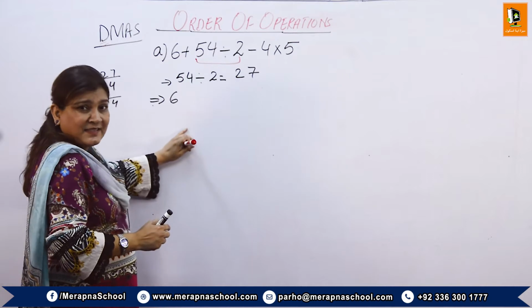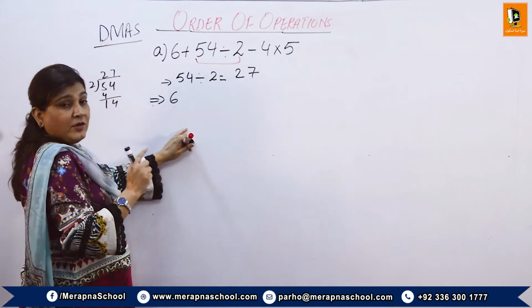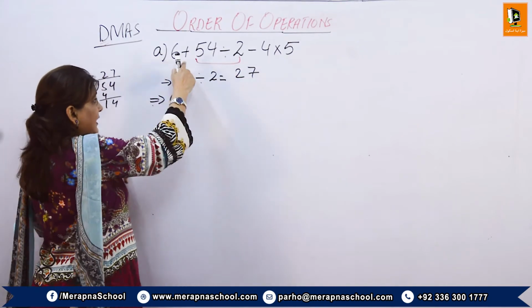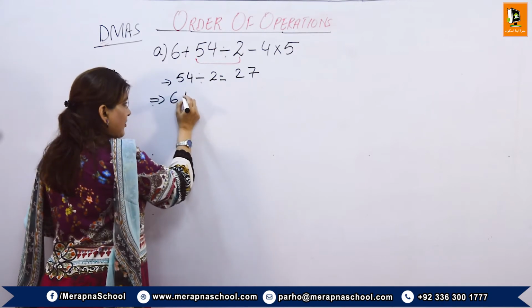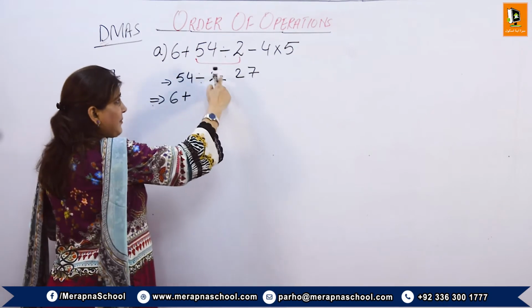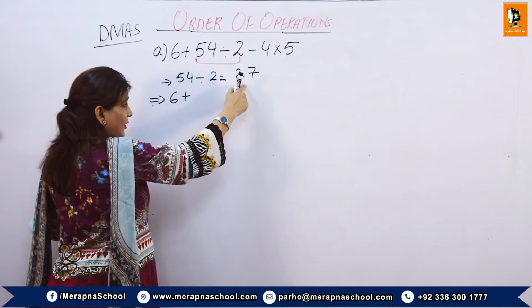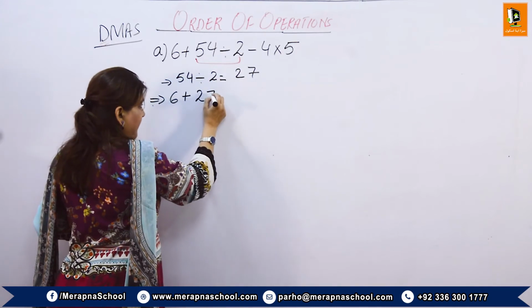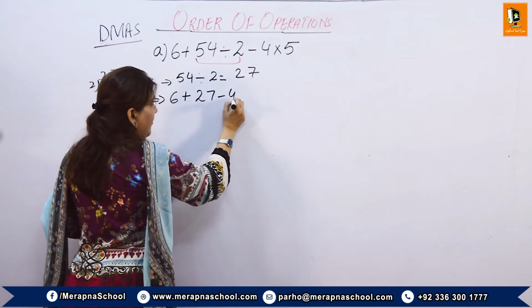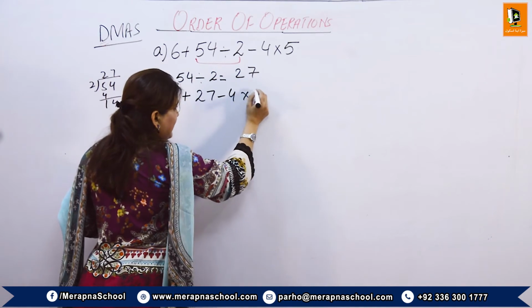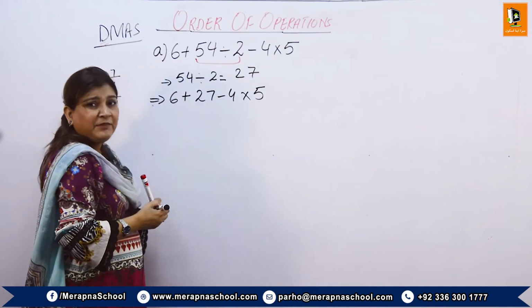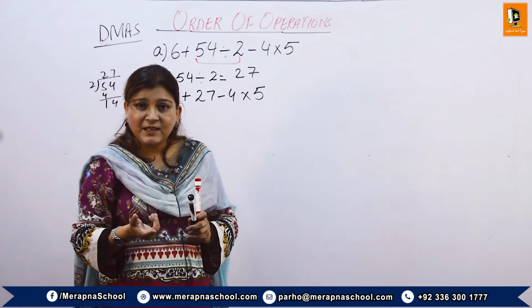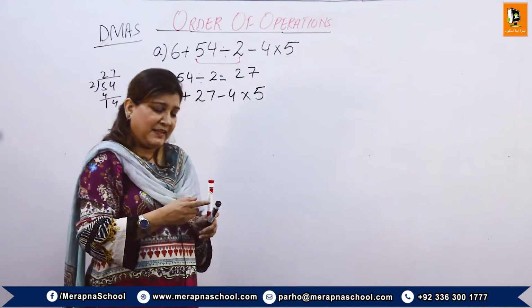6 we copy as it is because we have not solved 6. Then addition we have not solved. So we copy addition, and what will be the answer of division? 27. Then 4. Then multiply sign. Now after division, what do we solve next? We solve multiplication next.